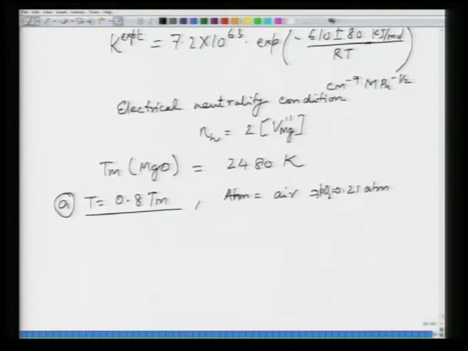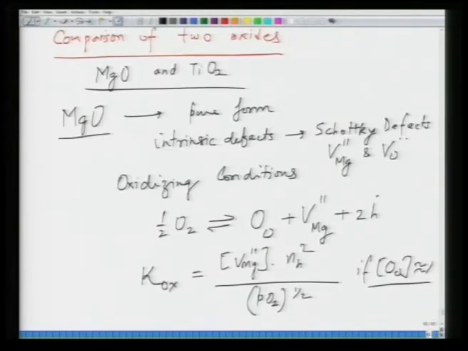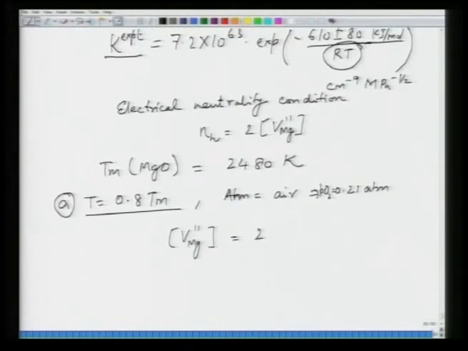Under these conditions, Vmg can be worked out as... so, you know what the temperature is. I can just put the value of temperature here to get the value of K, and I know from the previous slide that K is equal to Vmg NH square by Pa to the power half. So, I replace NH is equal to 2 Vmg, which means this whole expression becomes 4 Vmg cube. So, 4 Vmg cube will be equal to Po to the power half multiplied by Kox, and Kox is experimentally determined as a function of temperature.